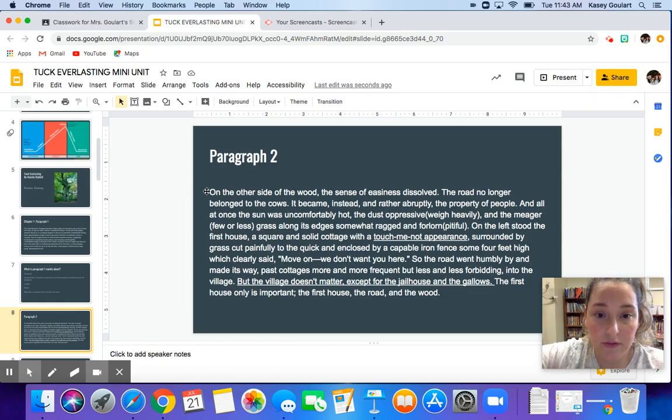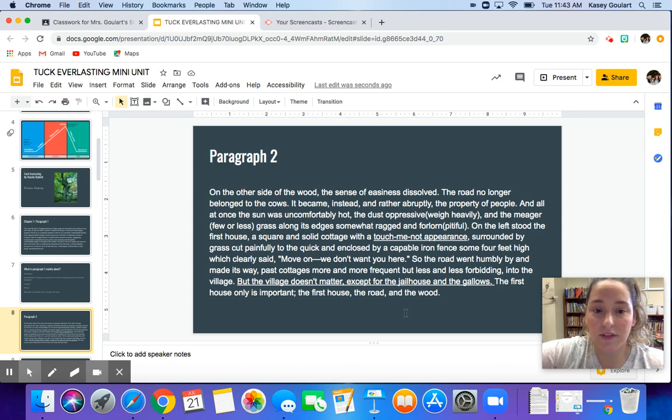On the other side of the wood, the sense of easiness dissolved. The road no longer belonged to the cows. It became instead, and rather abruptly, the property of people. And all at once the sun was uncomfortably hot, the dust oppressive, weighing heavily, and the meager, few or less grass along its edges somewhat ragged and forlorn, pitiful.